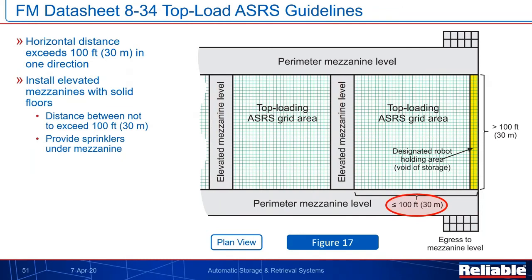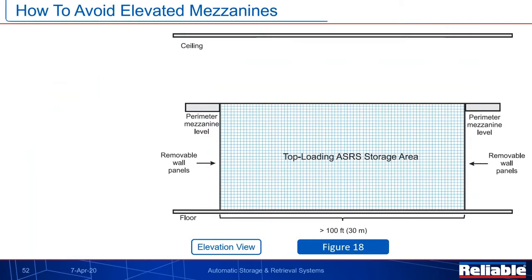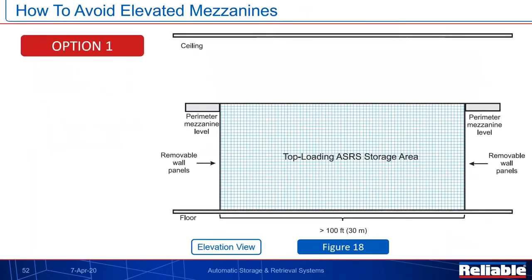With this, we have to make sure that they're 100 foot apart maximum. This is our first look at an elevation view of this, and I just wanted to point out the location, the removal walls, the perimeter mezzanines, just to give you guys a sense of what this looks like. Now, obviously the elevated mezzanines are going to add additional cost to the project, so there would be a desire to eliminate them if possible.